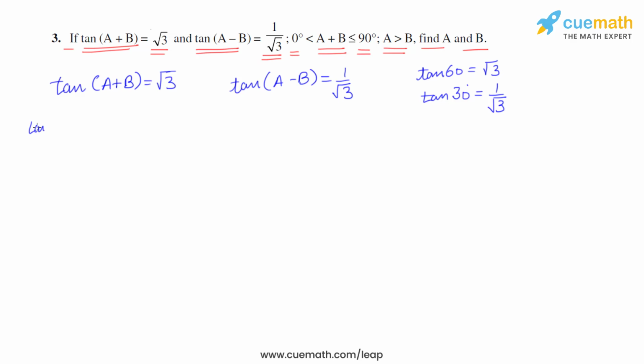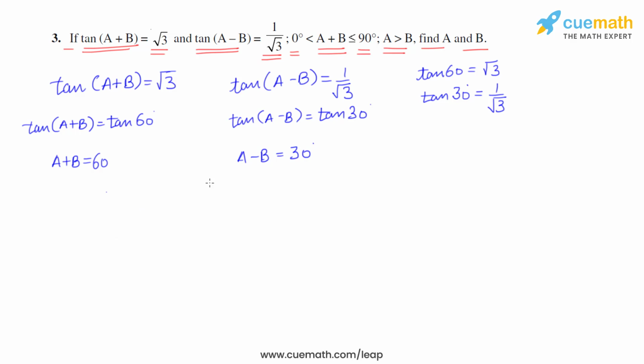It means in place of square root 3 we can write tan 60. So tan of (a + b) is equal to tan 60, because they have given the condition that a + b lies in 0 to 90 degrees only. And tan of (a - b) is equal to tan 30. Because both are tan, the angles must be equal. So a + b is equal to 60 and a - b is equal to 30.